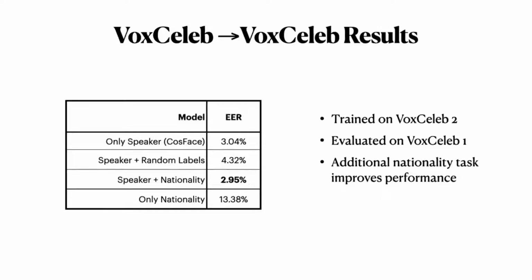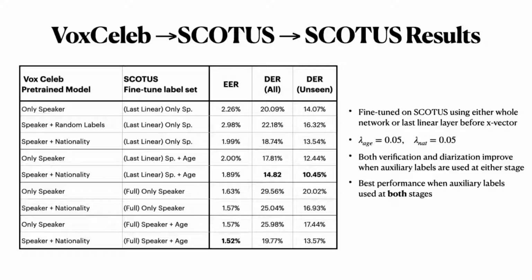For VoxCeleb trained on VoxCeleb and evaluated on VoxCeleb, adding nationality also improved performance in verification over only using the speaker. And here, quite a large table, but it's the VoxCeleb models fine-tuned on SCOTUS and then evaluated on SCOTUS. And we had two configurations for the fine-tuning, wherein we either fine-tune only the last linear layer before the X-vector embedding, or the whole network.